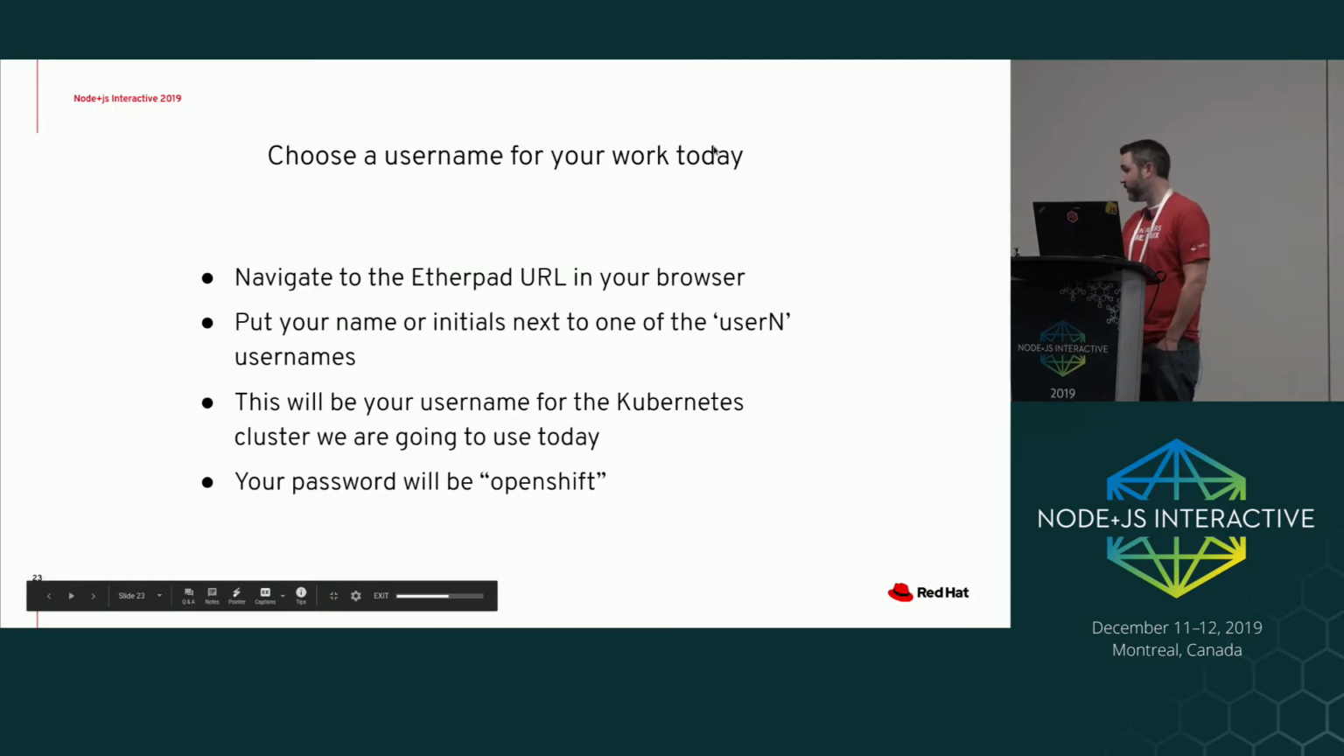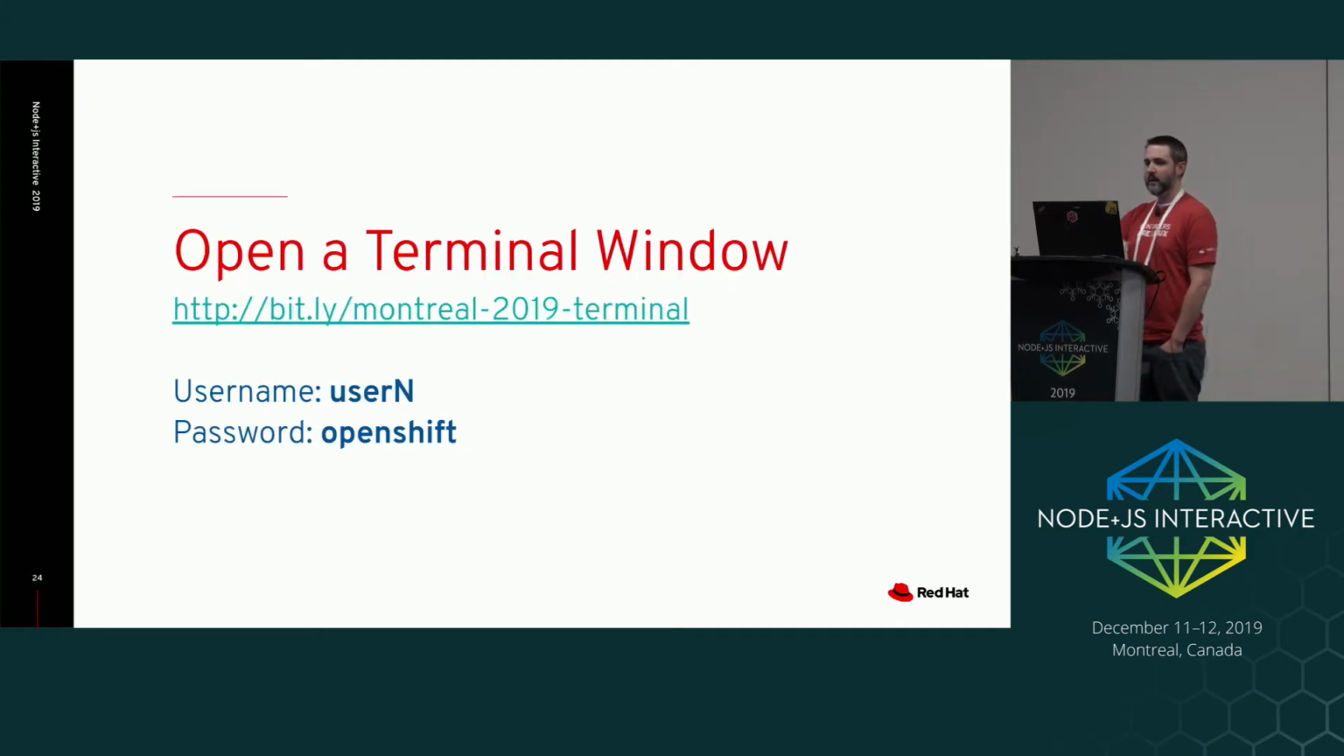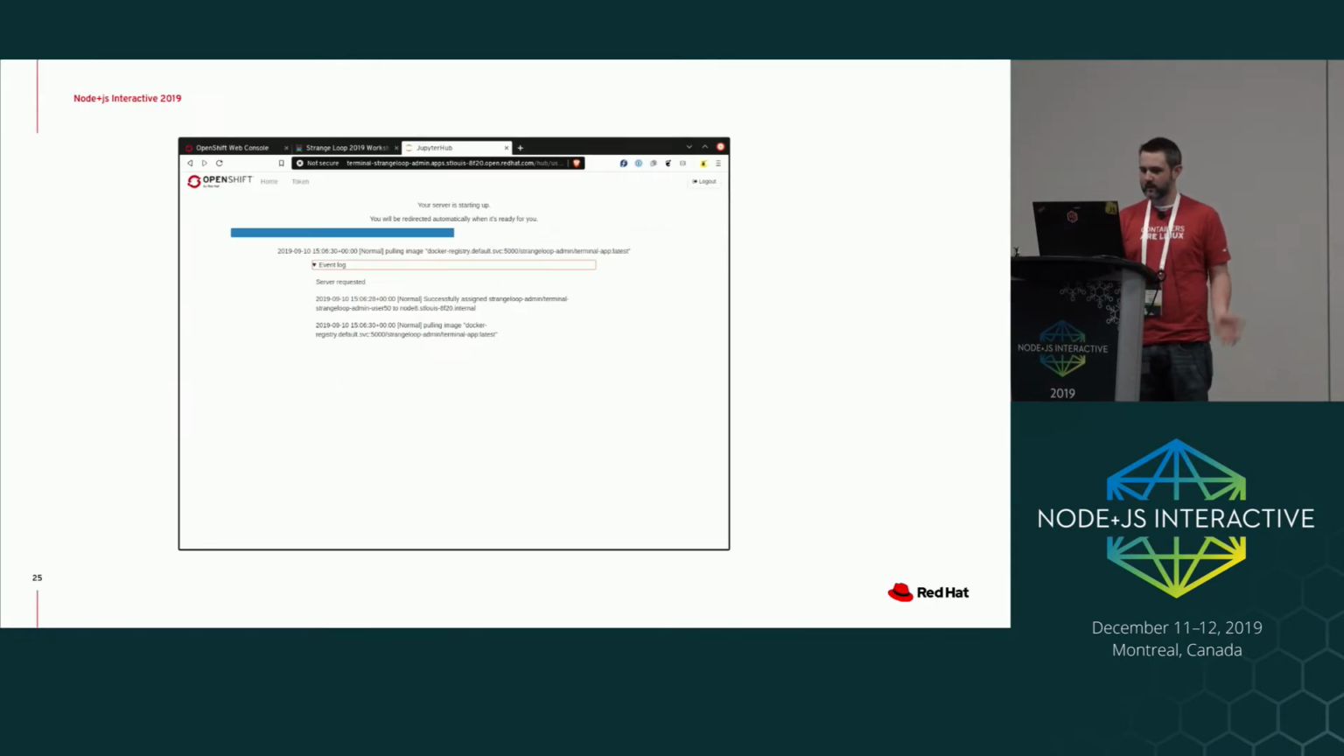Right, so what you were supposed to do there was go to this Etherpad, and when all this stuff comes back up, everybody's gonna take one of those users, user 1 through whatever it is, user 2, user 3, whatever your user number is. OpenShift will be the password. And then once that's up, we'll go to this terminal that'll be running, and that's where we do all our stuff. You'll see this screen here. It will start provisioning the stuff, and then we'll go into the terminal.